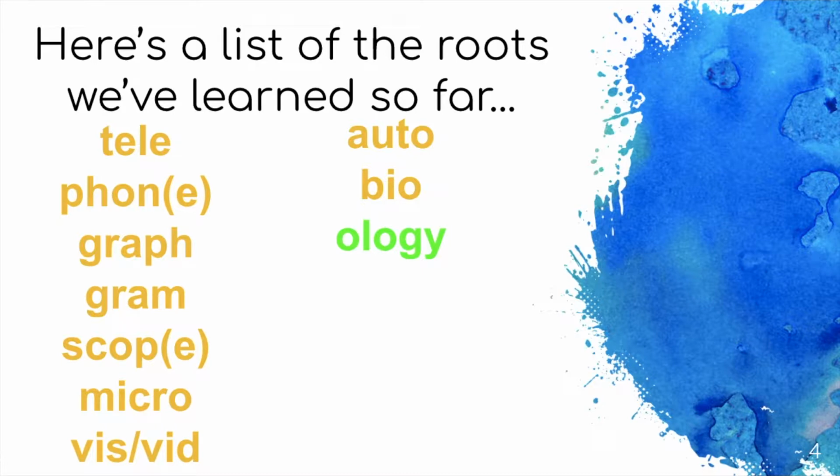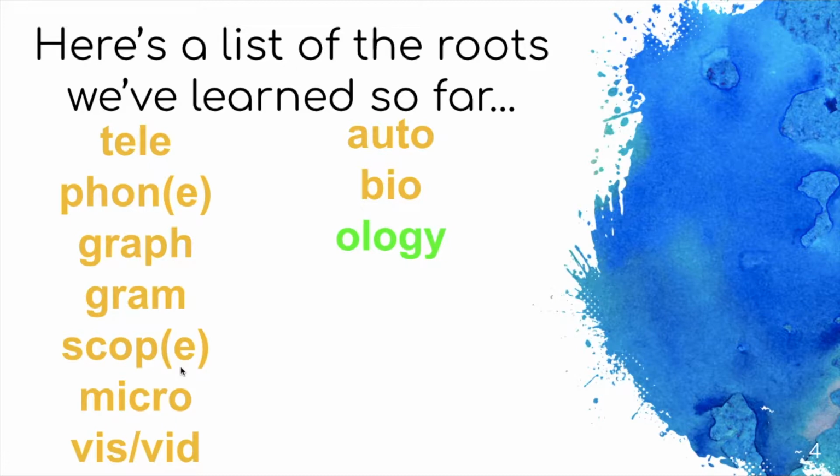So let's do a quick review of all of our Greek and Latin roots from before. Our very first one was tele, which means far or distant. Phone, which means sound. Then we went to graph, which means to write and draw, but usually dealing with drawing. Gram, which means to write or draw, but usually deals with writing.